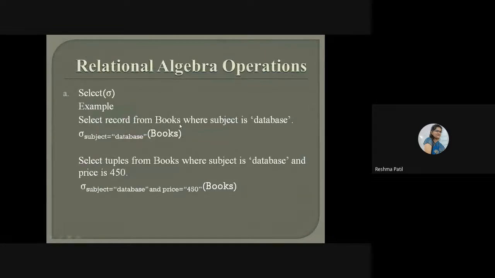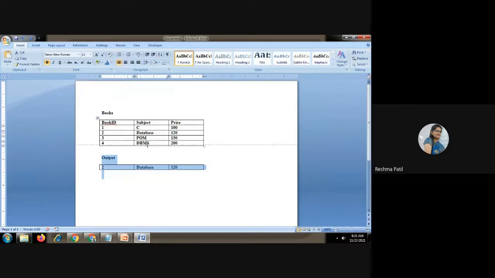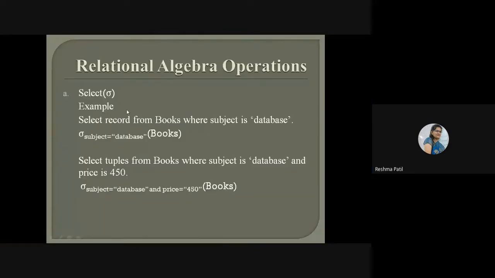Select record from books where subject is database. So that logic you have written, subject is equal to database. If you change here, subject is equal to C, then this record only you will get. Suppose we will change the name. This is also database. So one more record is going to be selected for the database subject. So you will show these two records as an output of this query.